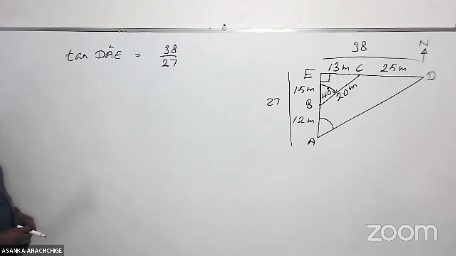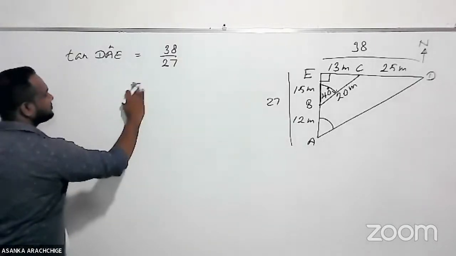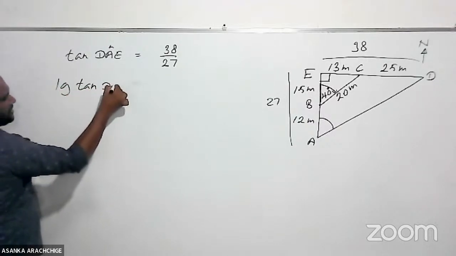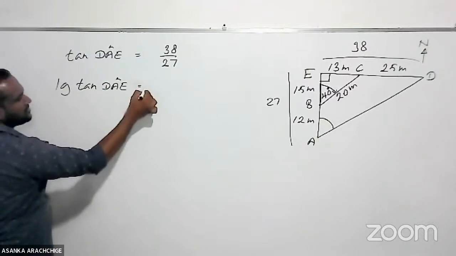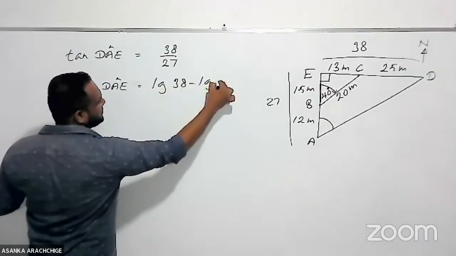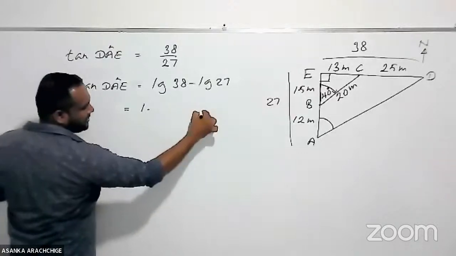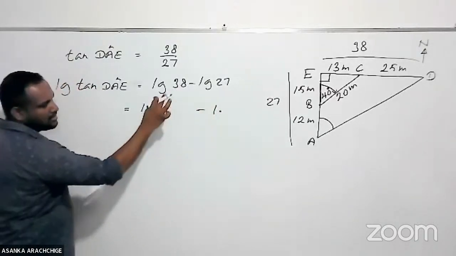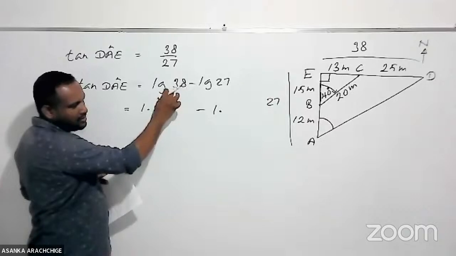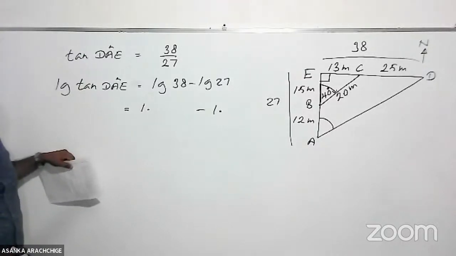What is that? Did you find it by using logarithms? Then we take the logarithm of both sides, then lg tan DAE equals lg 38 minus lg 27. 38 has characteristic 1, and 27 also 1, because they are whole numbers having two digits on the whole number part. Therefore, the characteristic must be 1 less than the number of digits on the whole number part.